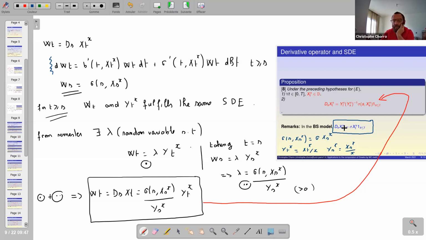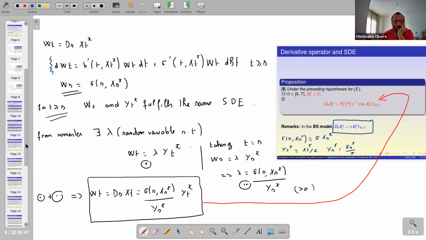So I have this one, and I repeat that I don't have the proof of this point here, because it is a little bit technical, and it will be the objective of one of the projects I will give to you as a final evaluation of this course. Okay, so let's continue.